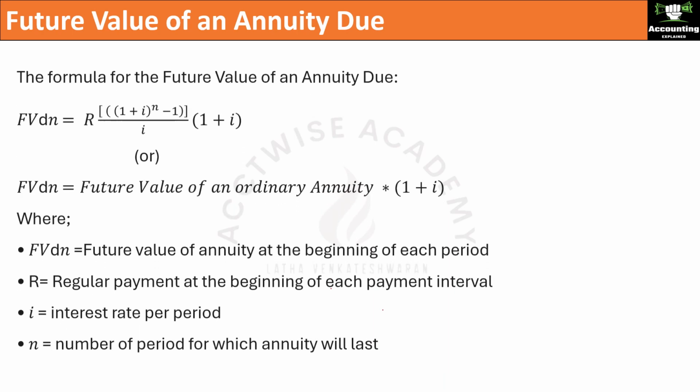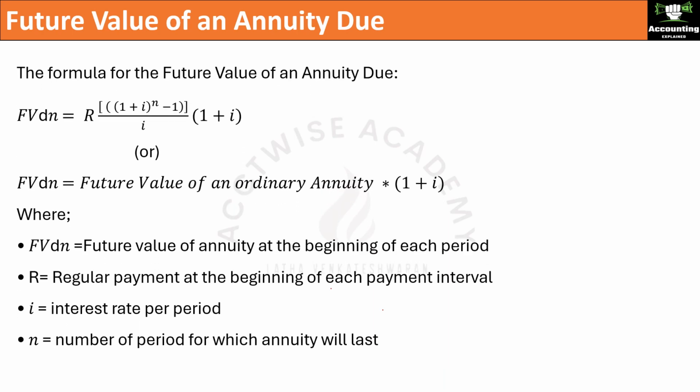Formula for future value of an annuity due: FVDN is equal to R into (1 plus I) the whole power n minus 1, divided by I, the whole thing multiplied with (1 plus I). In simple words, FVDN is equal to future value of an ordinary annuity into (1 plus I). Till here it is the formula for future value of an ordinary annuity. So if you have the future value of an ordinary annuity, just multiply with (1 plus I) and you will get the future value of annuity due.